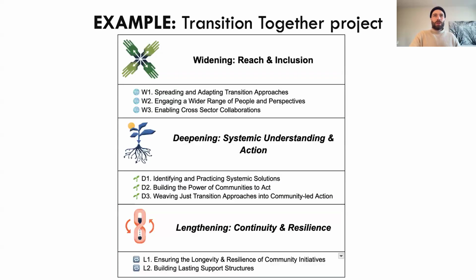So an example that you could dive deeper into if you want to, I won't go much into it, is in the past 4 years I worked with Transition Network in the UK, part of Transition Network, the Transition Together project, where we defined various objectives under each of those 3 dimensions, like spreading transition approaches across the country, engaging more diverse people in transition, but also practicing more systemic solutions, weaving just transition into community-led action, and ensuring the longevity and resilience of communities. And then we structured the impact report according to those objectives, and also throughout the project, tried to review and adjust plans based on these 3 dimensions.